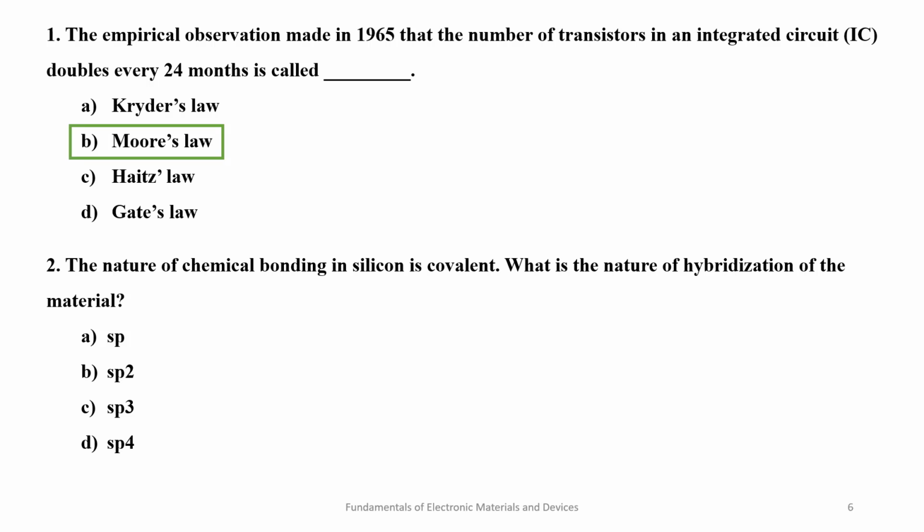That is the answer to the question, Moore's law. I hope it's a clear statement. Moore's law states that the number of transistors in an IC doubles every 24 months. Next is an even more direct question. The nature of chemical bonding in silicon is covalent. What is the nature of hybridization of the material? SP4? Anybody else? Okay, one person has said SP4. Any other person has any other answer? SP3? Yeah. So one person has said SP4 and one person has said SP3. The answer is SP3.